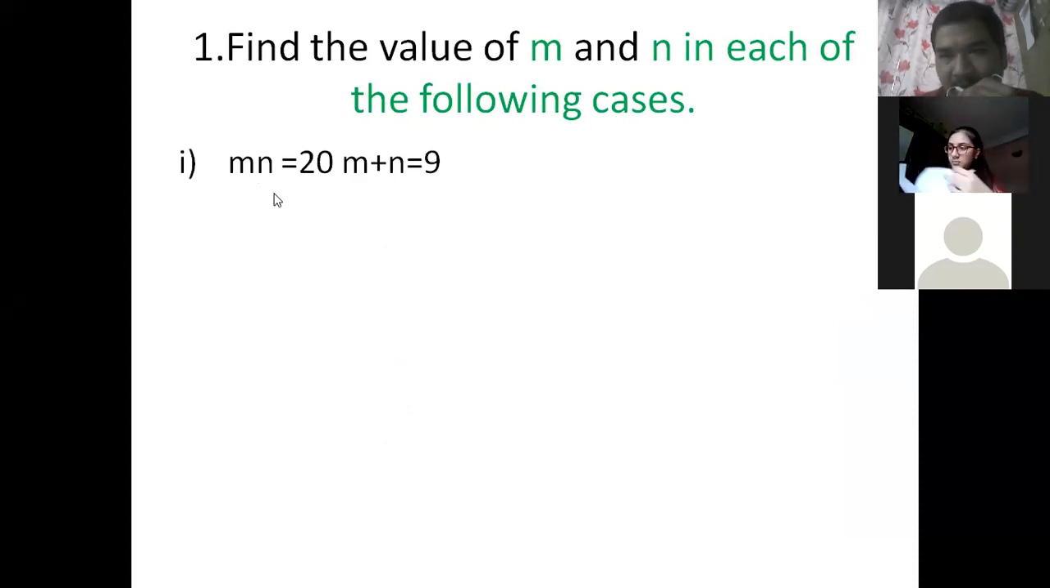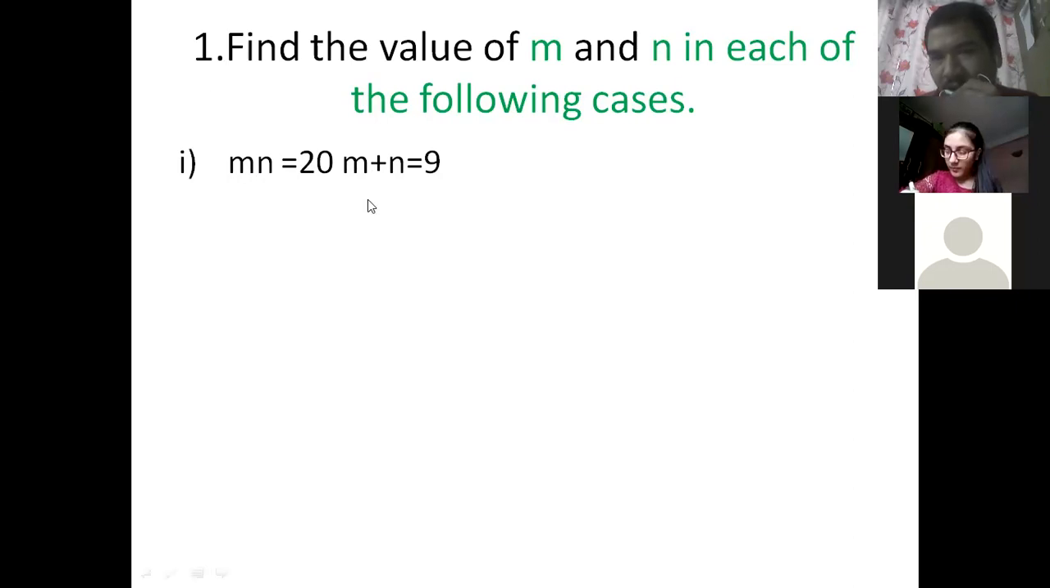m n means what? The product of two numbers, m into n. That I asked you. Product of two numbers is 20, and the sum is what there? 9. The question is asking, what are the two numbers whose product is 20 and sum is 9?